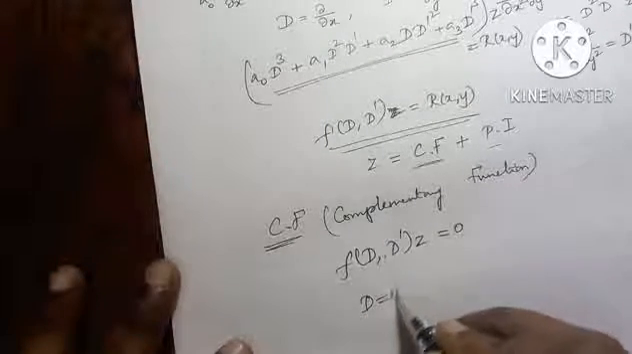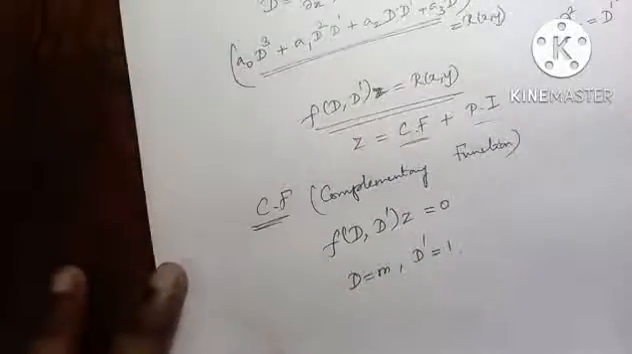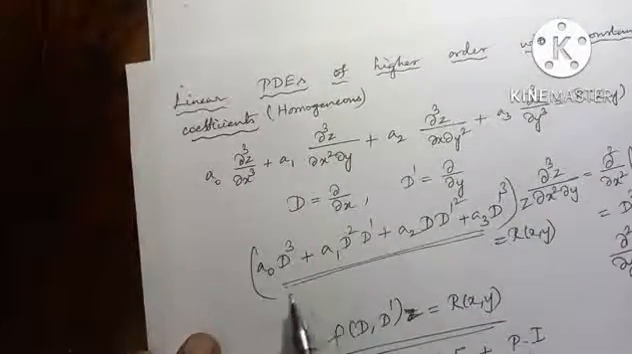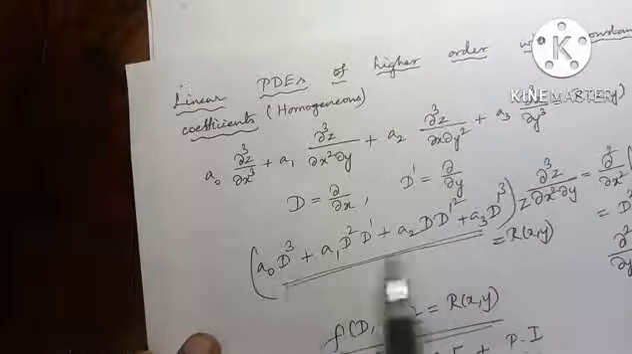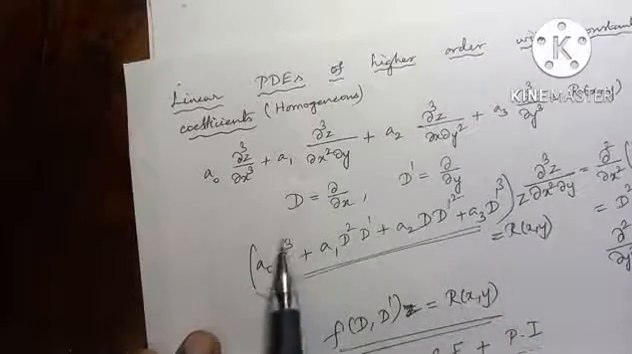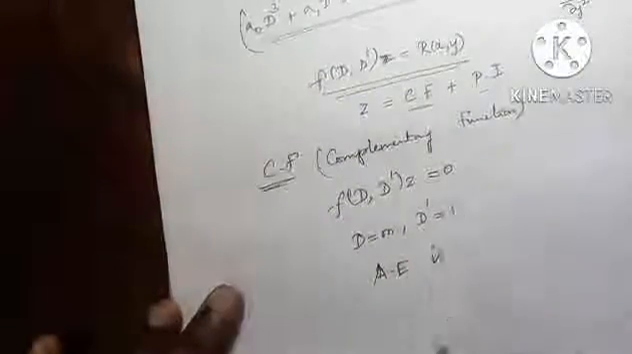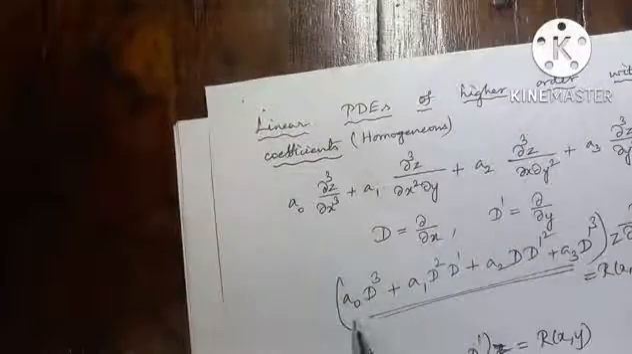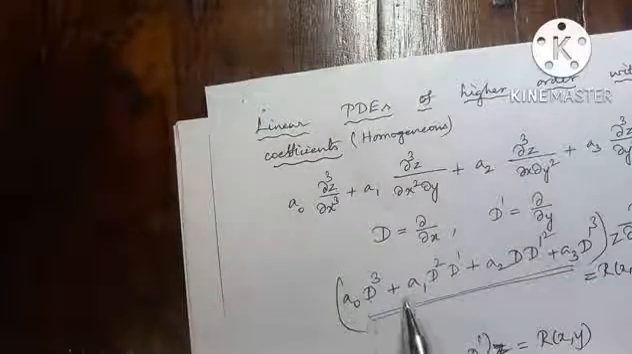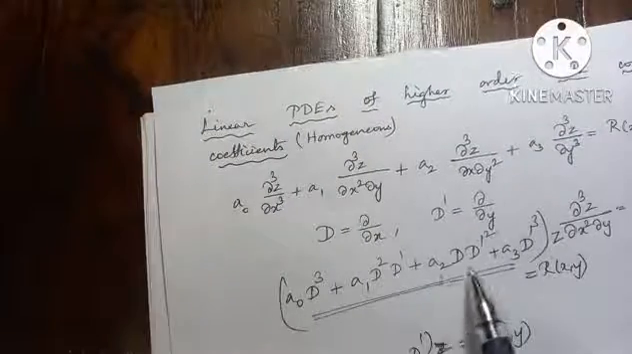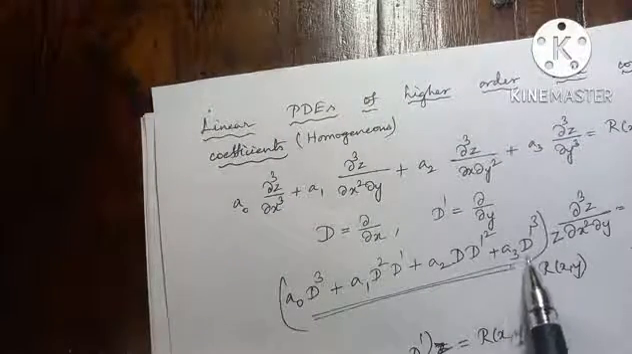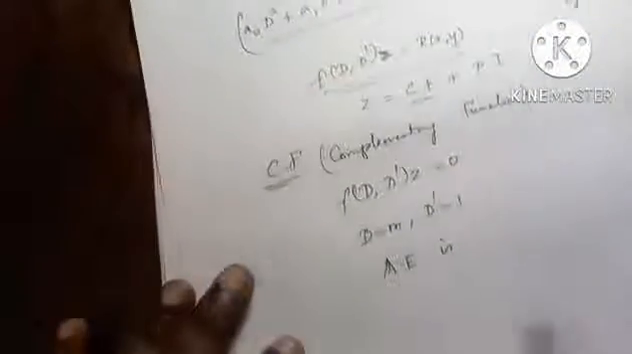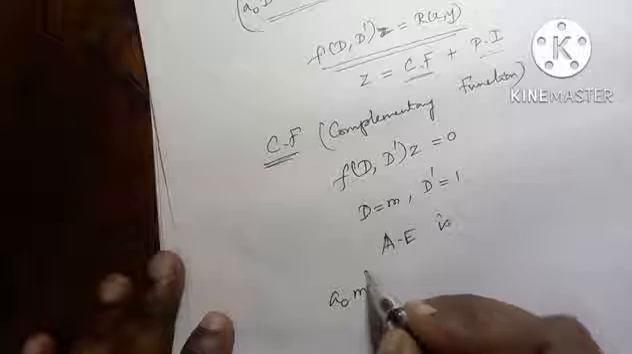Put D is equal to m and D dash is equal to 1. So here what we have to do is put D is equal to m and D dash is equal to 1. You will get an equation called the auxiliary equation. What is the auxiliary equation? When you put D is equal to m, a0 m cube plus a1 m square plus a2 m plus a3, because D dash is 1, right? Let us write the auxiliary equation: a0 m cube plus a1 m square plus a2 m plus a3.